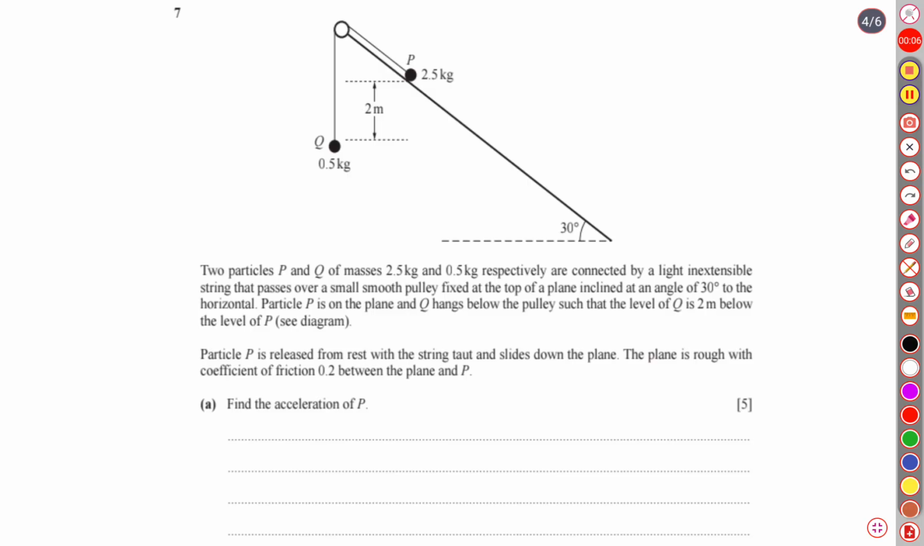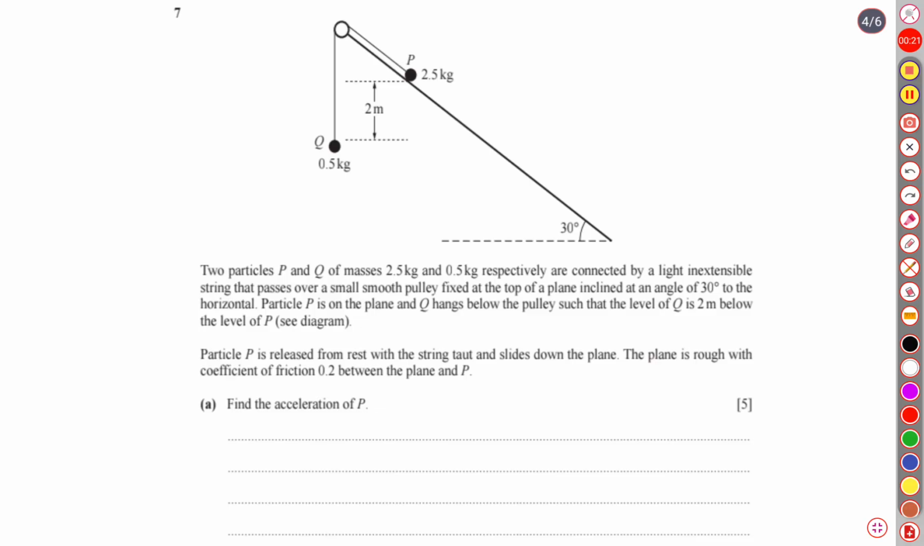Today we are going to solve a question from mechanics, and the question belongs to paper 9709/42 for the session May June 24. And we are going to solve question number 7. Let's go through the question.